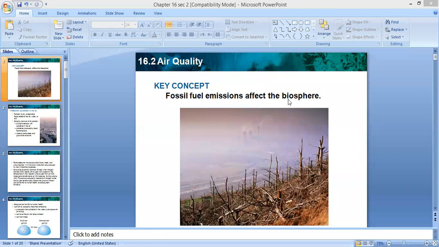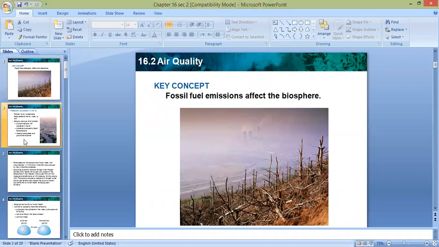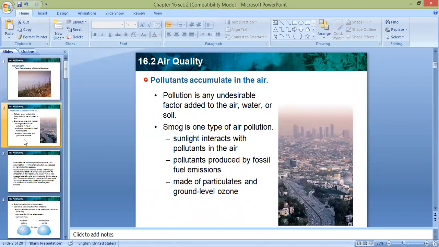Yalla Miss, I want someone... Rand. Good morning, yes. Yalla Rand, I have fossil fuels, I burn them. Okay, how will this affect the biosphere? Because of the pollution, of course it will affect the biosphere. Bravo. Pollution is an undesirable factor. Pollution is an undesirable factor added to the air, water or soil. Pollution can happen to the air, the water or the soil.